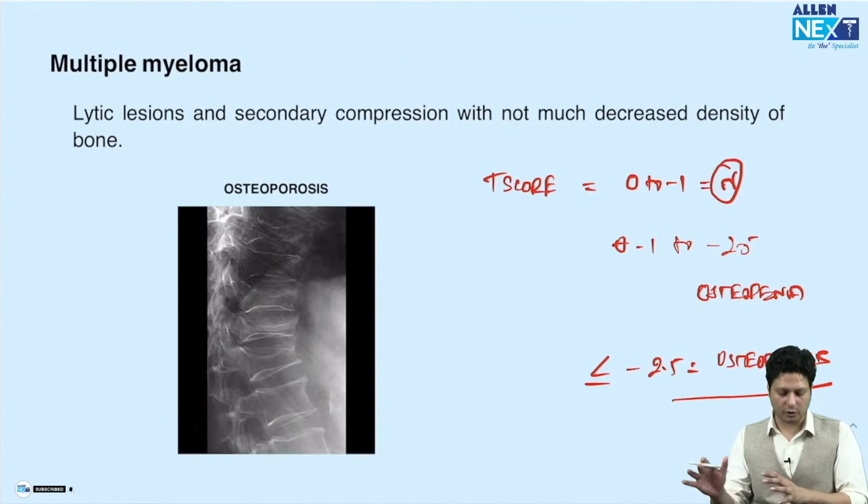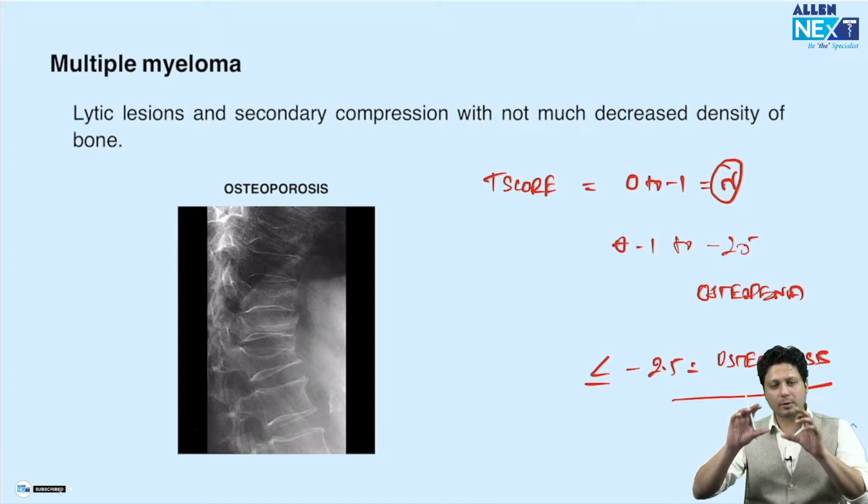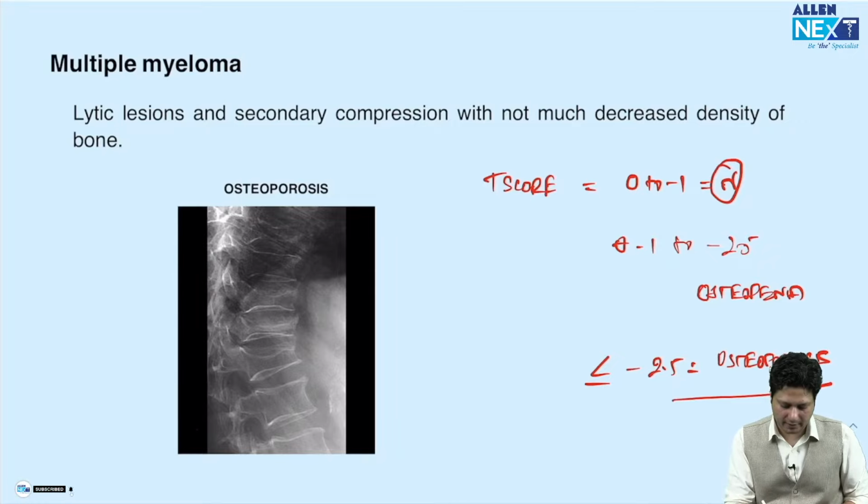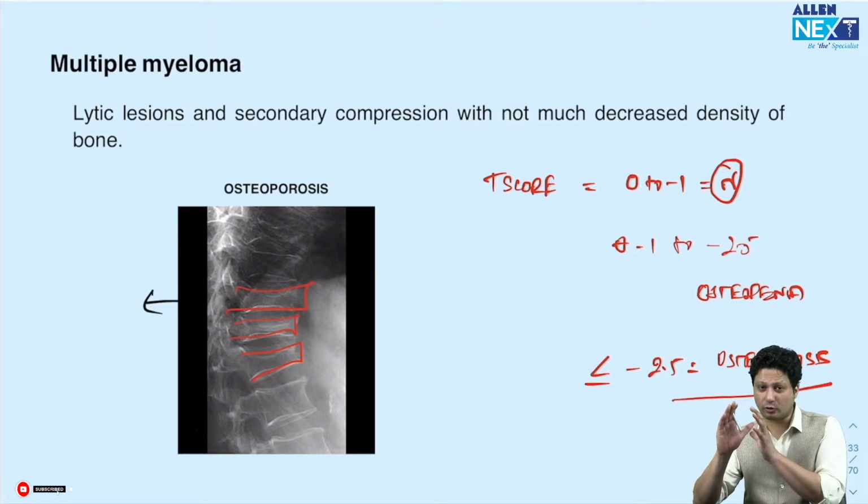Like in case of osteoporosis, there are going to be multiple vertebral body collapse with decrease in the density of the bones. Now here, if you look at this osteoporotic X-ray, multiple of the vertebral bodies are found to be collapsed, all right, without any history of trauma, and the density of the bone is also reduced.